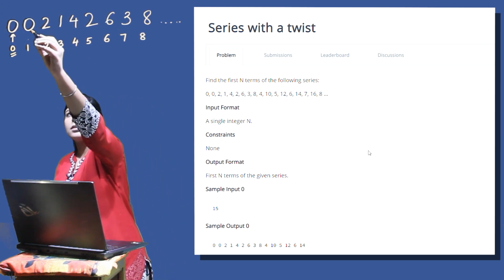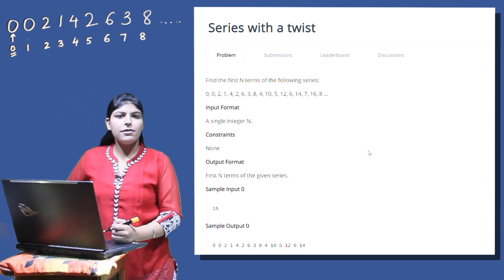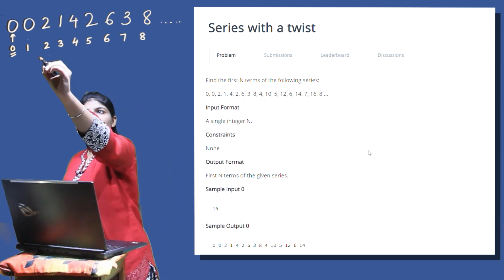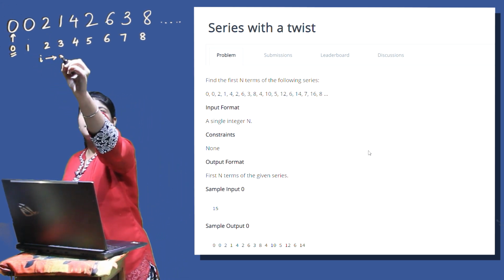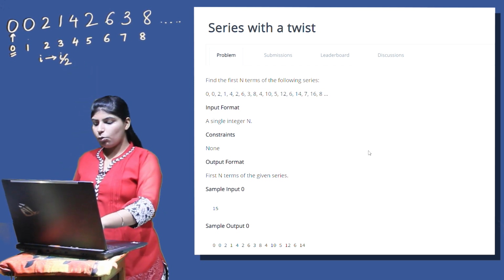So if I have 1, the term is 0. For 3 I have 1. For 5 I have 2. For 7 I have 3. So if the index is I, the term is I by 2. So let us try to code this now.